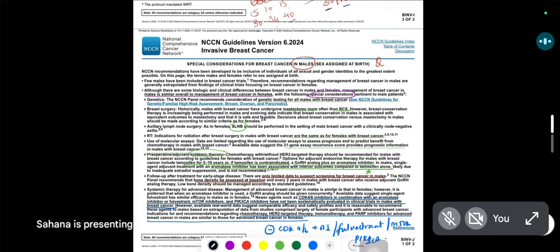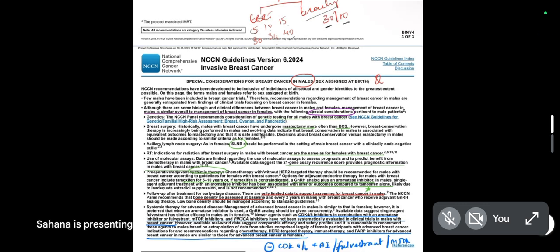Although there are some biological and clinical differences between breast cancer in male and female, the management overall remains the same. What are the special considerations that NCCN gives? All male breast cancers have to be subjected to genetic testing. Number 1. Breast surgery, BCS also can be done as well as mastectomy. However, the data is insufficient to say which is safe, but you can resort to do BCS or mastectomy. There is a role of SLNB like females. RT indications after breast surgery are the same as females. Molecular assay, 21 gene assay recurrence score provides prognostic information in male breast cancer. Preoperative and adjuvant systemic therapy. In case of chemotherapy and targeted therapy, it is the same as female breast cancer.